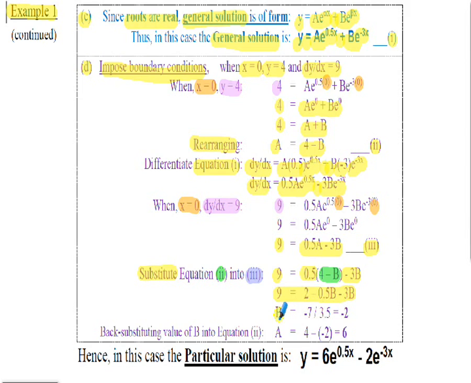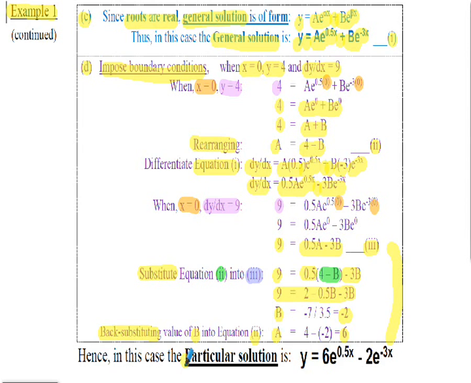By rearranging, we find that b is equal to negative 2, and then back substituting the value of b into equation 2 above, we find that a is equal to 6. I will let you review the arithmetic used here to find constants a and b.